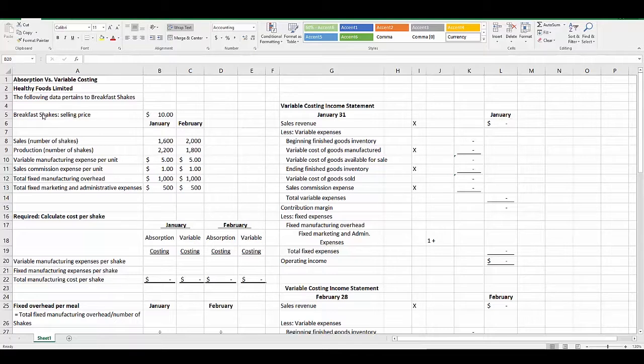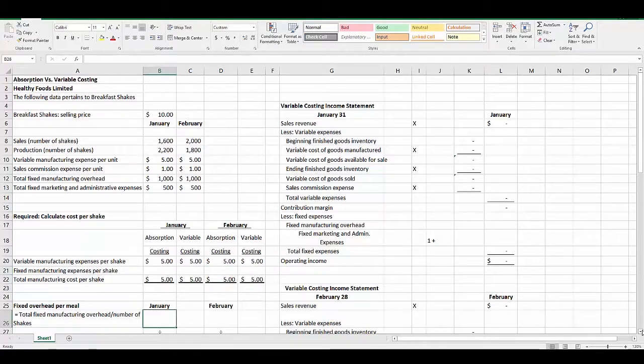As you'll recall, when we went through the variable costing income statement, the variable cost only included, as the name implies, variable manufacturing expenses. It did not include fixed. So for variable costing, that was $5 for each shake, and that would apply to both January and February. However, for absorption costing, you still have the $5 for each month, but you also have to include your fixed cost expressed on a per unit basis.